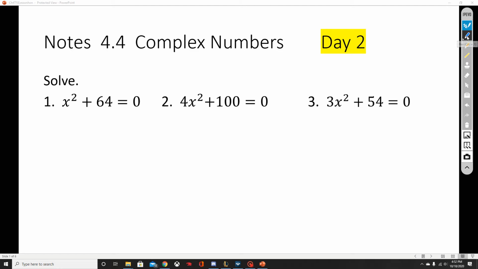All right, number 3. We're going to get that x squared term by itself, so minus this 54. So we got 3x squared equals negative 54. Let's get rid of that 3.